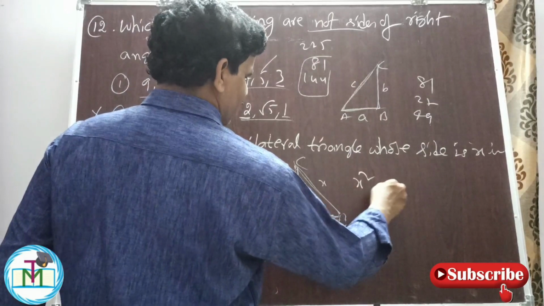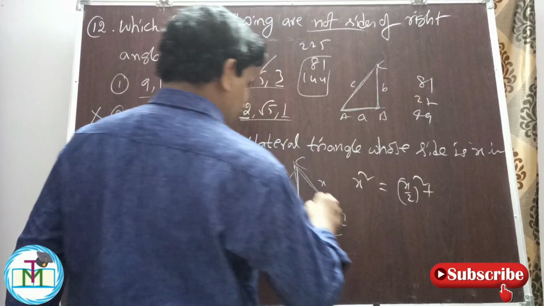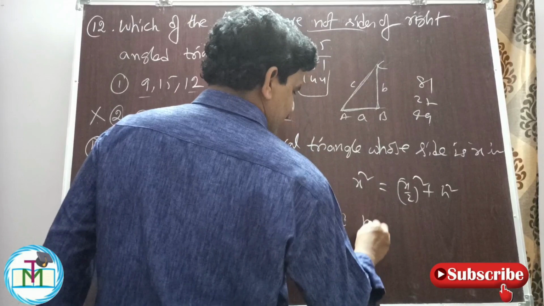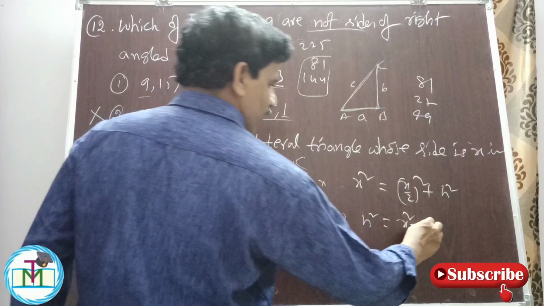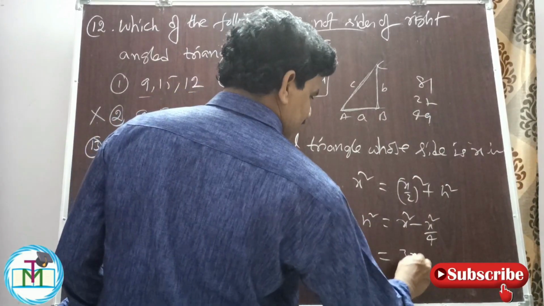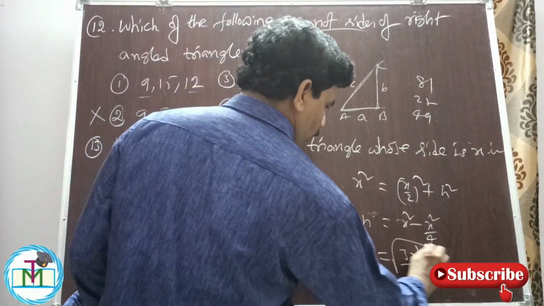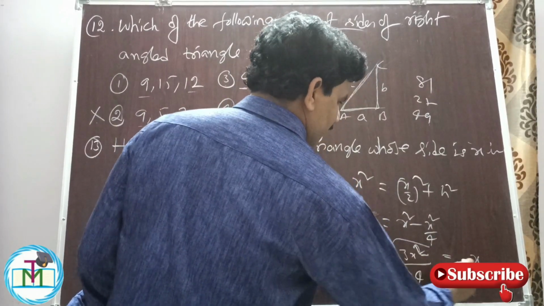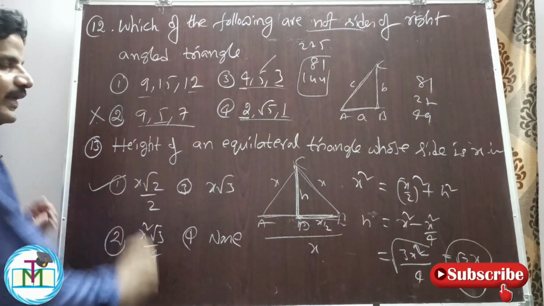BC square means x square is equal to BD square, means x by 2 whole square, plus height taken should be h square. Now h square is equal to x square minus x square by 4. When I take LCM, 4x square minus x square, 3x square. I want h, not h square. So I take the root. Root x square is x. Root 4 is 2. Root 3 is root 3. So h is x root 3 by 2. Option 1 is the right answer.